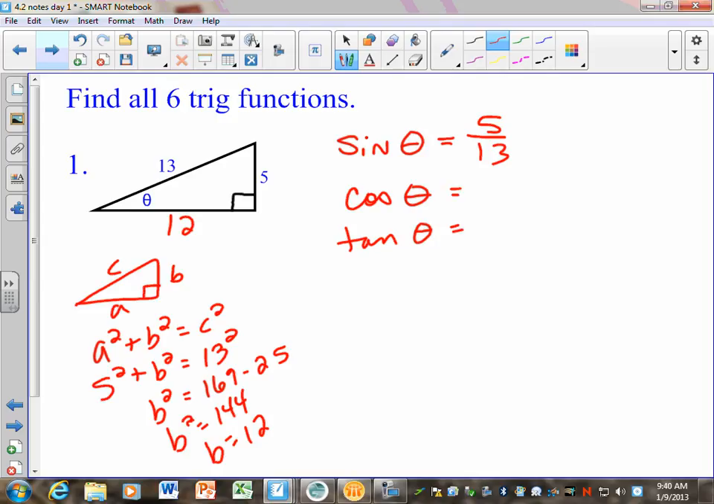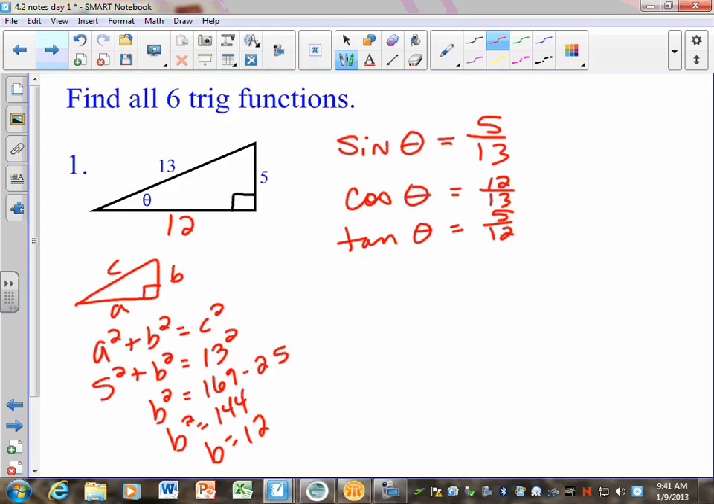Cosine of theta. So it's adjacent over hypotenuse. So that's just 12 over 13. And tangent is opposite over adjacent, which would be 5 over 12. Follow me on this?